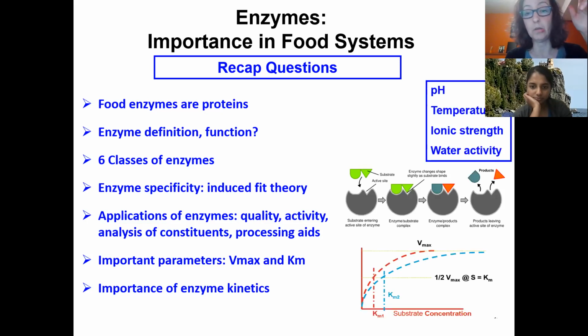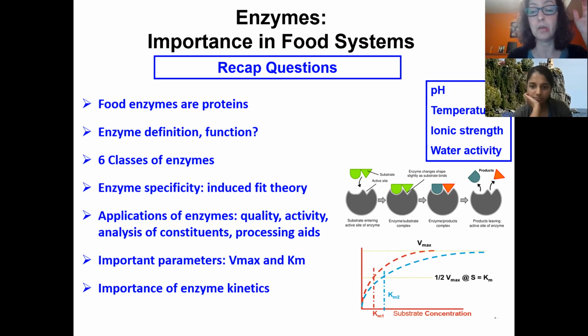I was talking about the induced fit theory and how the environment impacts the active site, and then how the active site changes to allow the substrate to bind. So it's not a rigid lock and key. And also here is showing the Vmax and Km.